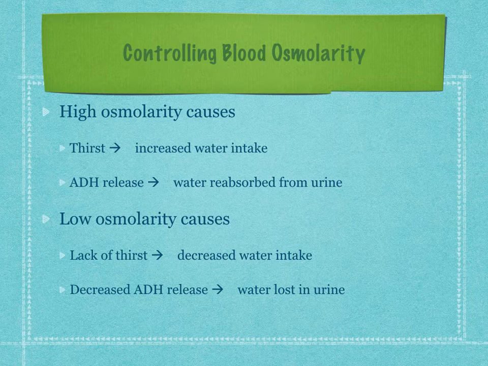So how do we control blood osmolarity? High osmolarity causes thirst and increased water intake. It also causes ADH release, and that results in water being reabsorbed from the urine. Remember, ADH stands for antidiuretic hormone, and that means that water is reabsorbed from the urine in the kidney back into the bloodstream. Low osmolarity causes lack of thirst, so you have decreased water intake. You also have decreased ADH release, so you actually lose more water in the urine because we aren't hanging on to it.